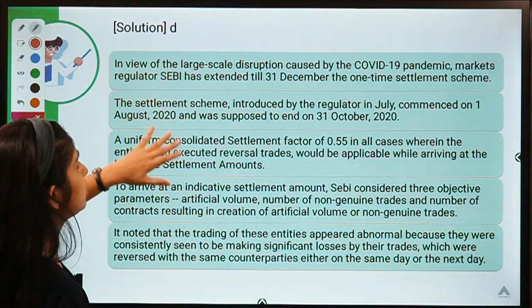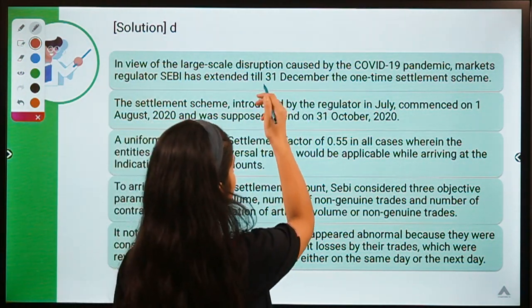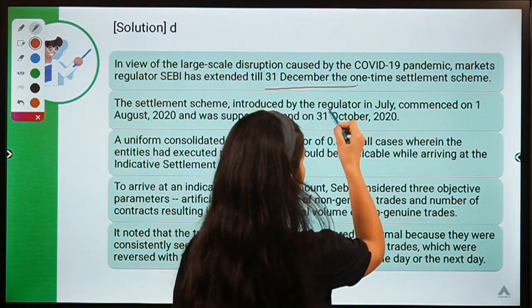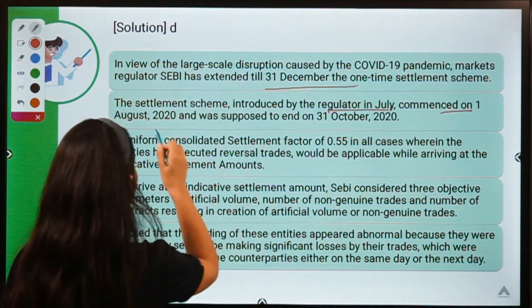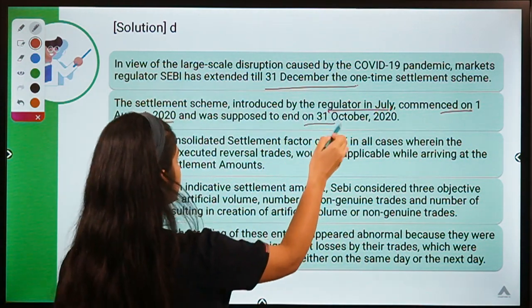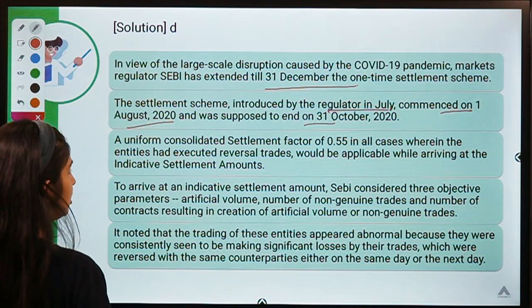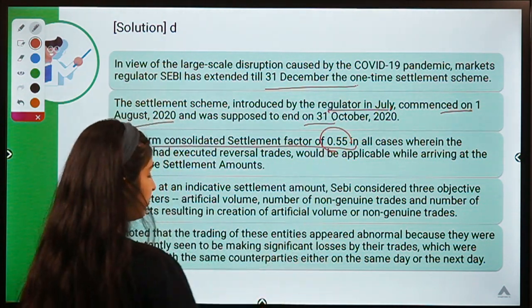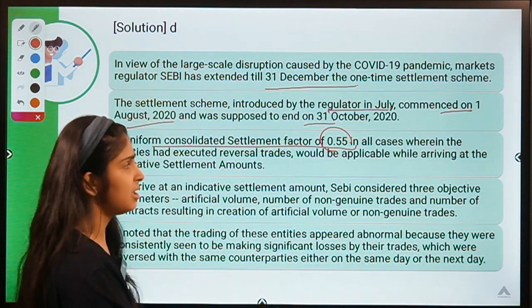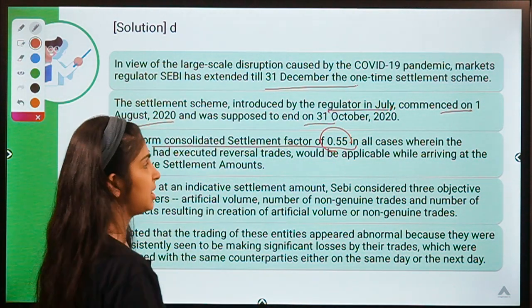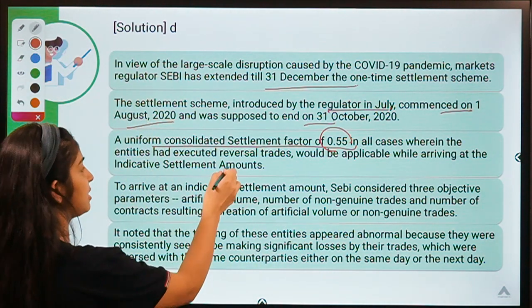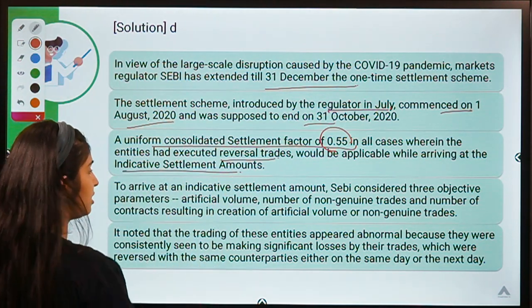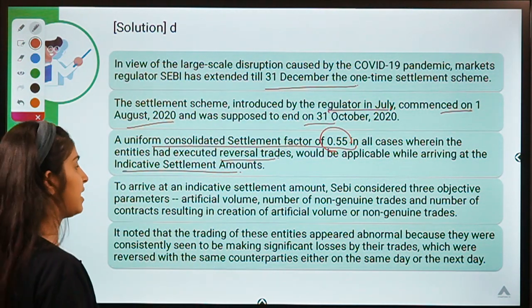Here you can see, in view of large-scale disruption, the scheme has been extended till 31st December. It was announced by the regulator in July, commenced on 1st August 2020, and was supposed to end on 31st October 2020. So, a uniform consolidated settlement factor of 0.55, that whatever compensation you have to pay, pay us 55% of it. In all cases wherein entities had executed reversal trades, it would be applicable while arriving at the indicative settlement amount, the settlement amount which they have to pay.